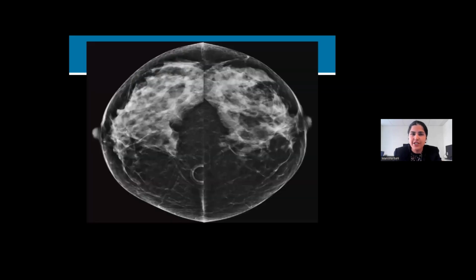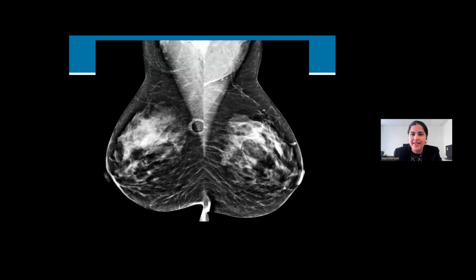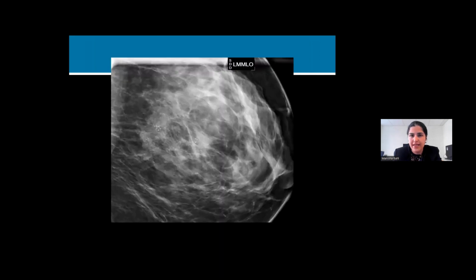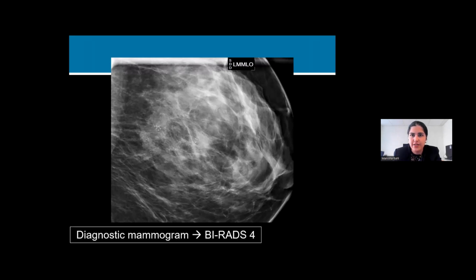This next patient presented for screening mammography and was found to have calcifications in the left breast. This exam was coded as a BI-RADS 0, and the patient was brought in for a diagnostic mammogram. Here is a diagnostic image. It's a magnification view of the calcifications. The magnification view shows suspicious calcifications for which biopsy was recommended by BI-RADS 4.